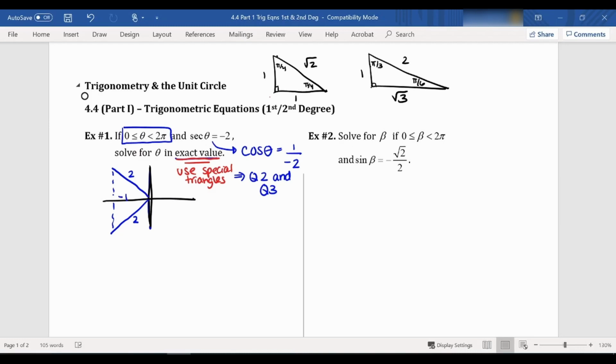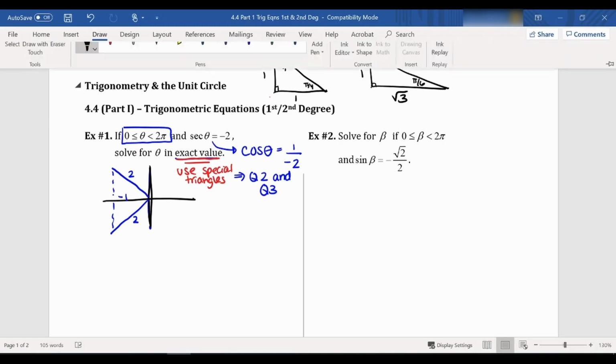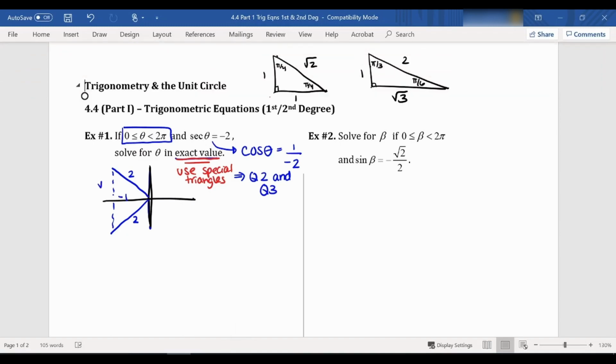So I can see I have a 1 and a 2, so that means my other side must be a root 3. For my lower triangle, that must be a negative root 3 because y is negative down there. And now I can determine my reference angle. So remember, your reference angle is this lower corner in here that attaches to your x-axis. And for us, our reference angle is across from root 3. This means our reference angle must be pi over 3.